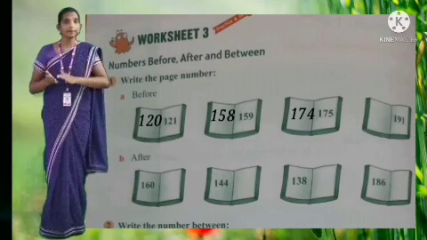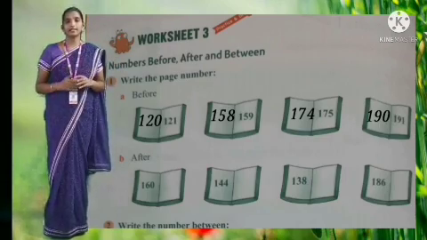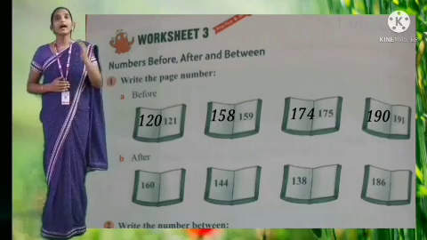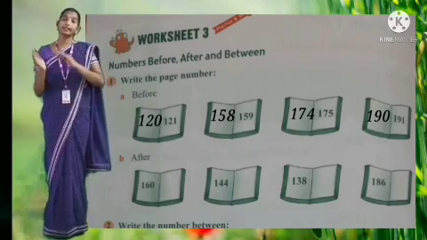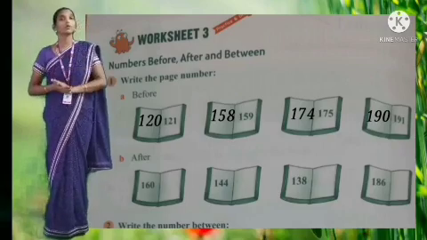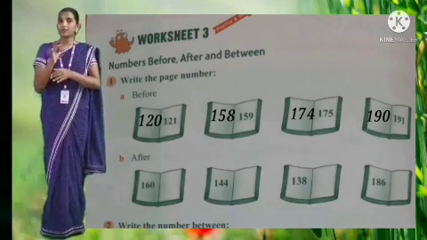191. So what is the number before it? It is 190. Very good. 190. Now we wrote before, is it not? Now we are going to write after, the next, adding 1. So after, only one dash is given. So we are going to add 1 and write.